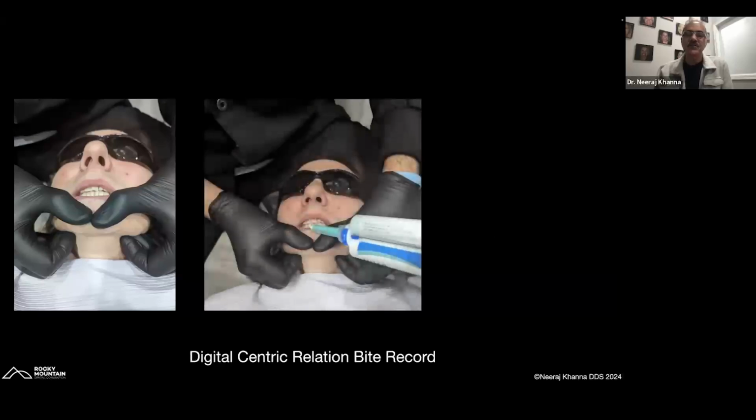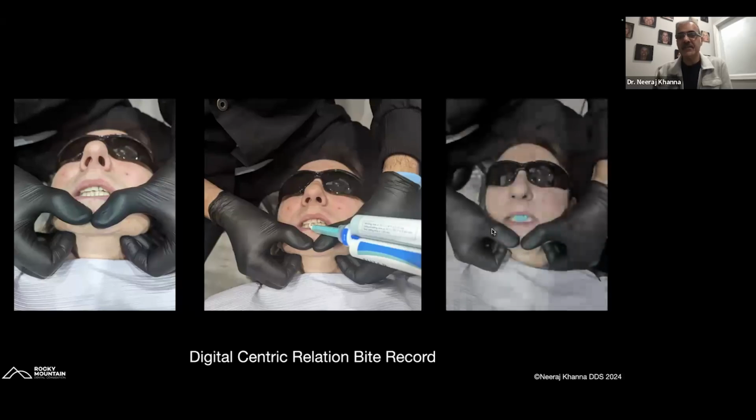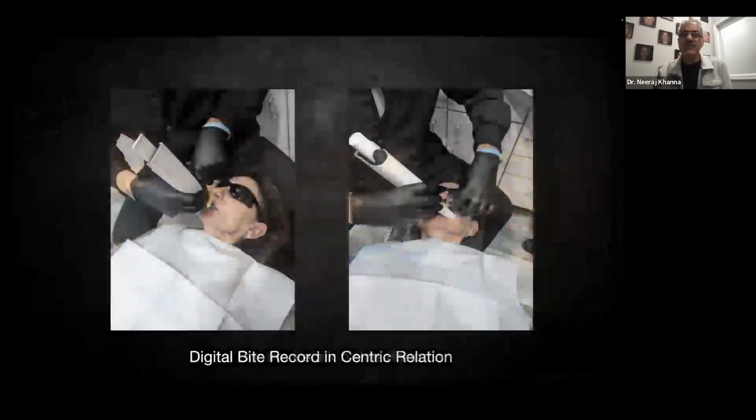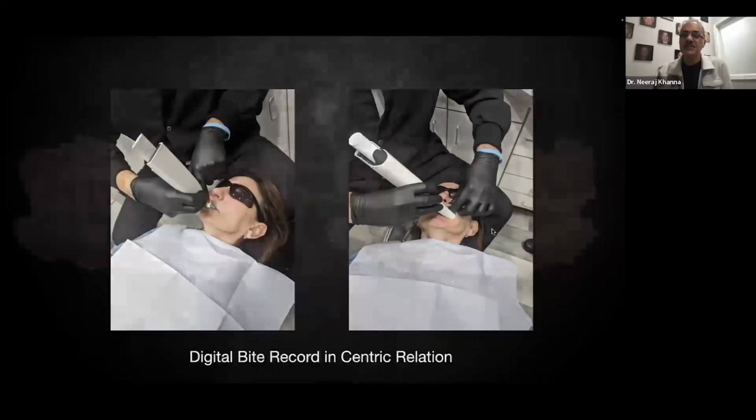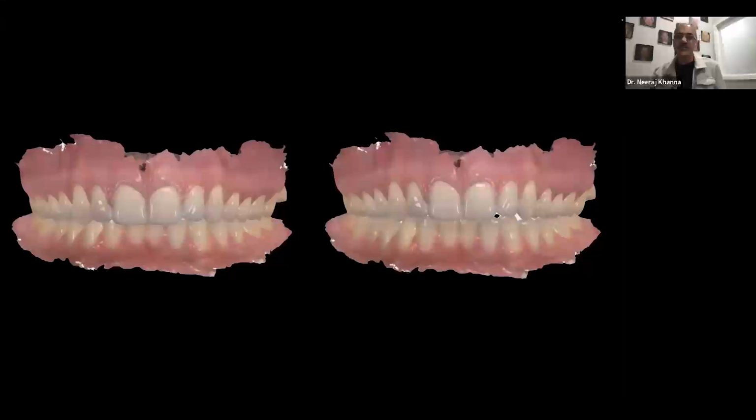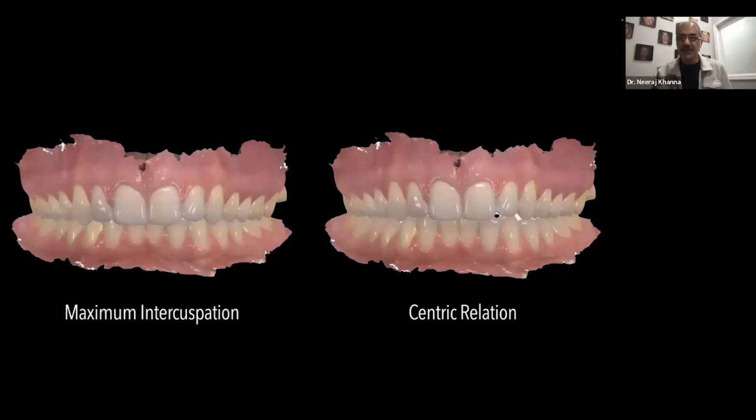And so what we're going to do is use bimanual manipulation, take some bite registration material in the anterior section, load the joints until the first point of contact occurs, allow that material to set, and then we scan our centric bite record with a digital scanner. And so basically, this is what it could look like in the digital world. You can see the image on your left and the right look extremely similar, but there is a difference between the two. That's maximum intercuspation on your left. That is centric relation on the right.